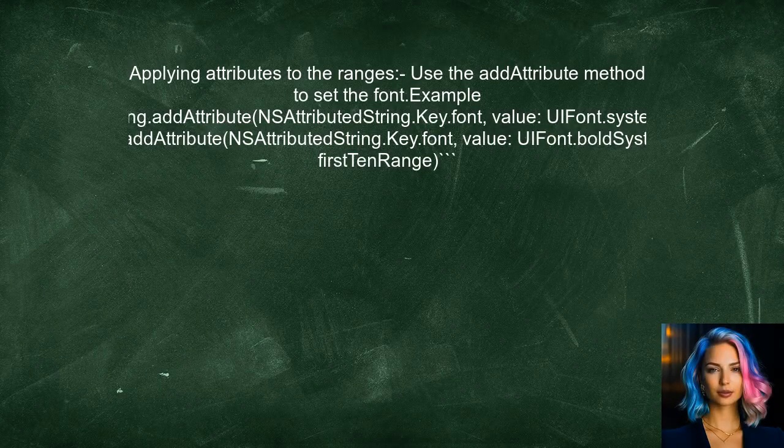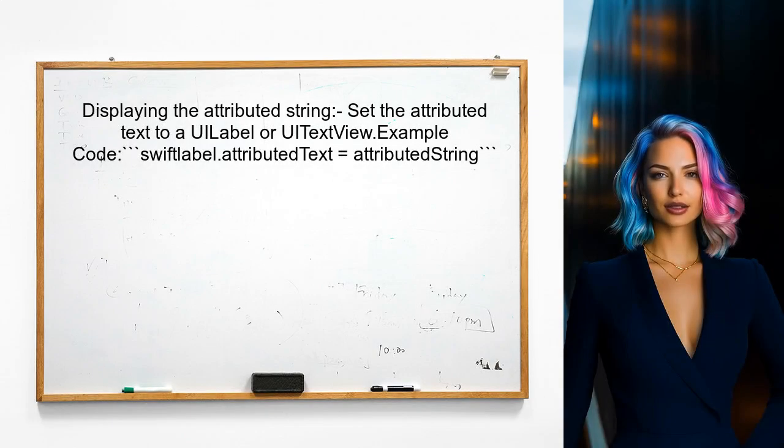Once the user has defined the ranges, they can apply attributes like font or color using the NSAttributedString methods. For example, to set the font for the entire string or just the first 10 characters. Finally, the user can display the attributed string in a UILabel or UITextView. This will show the text with the specified attributes applied to the defined ranges.